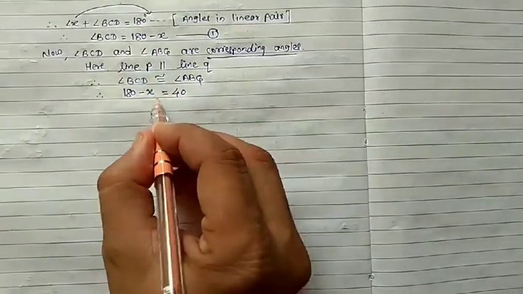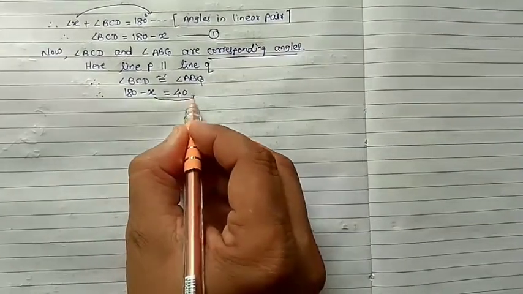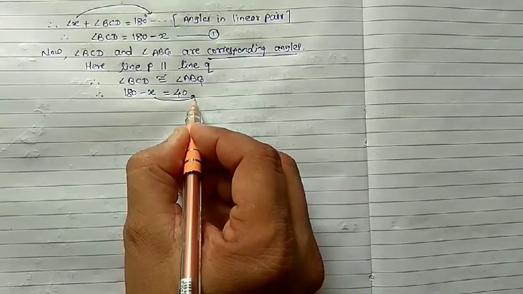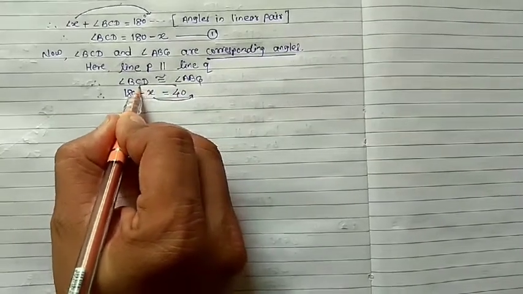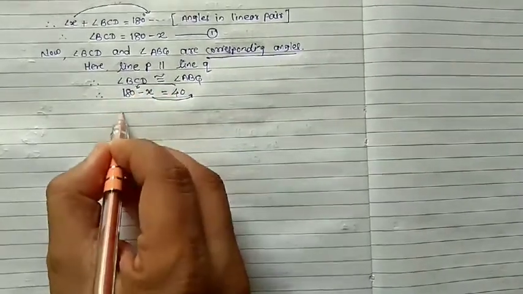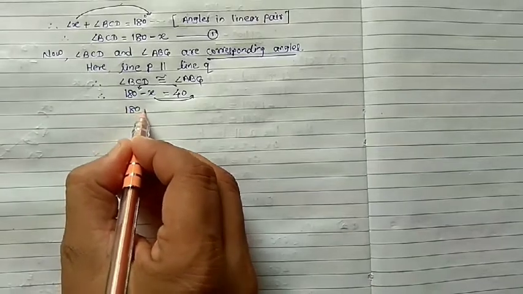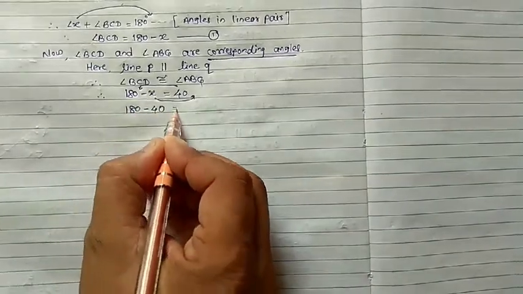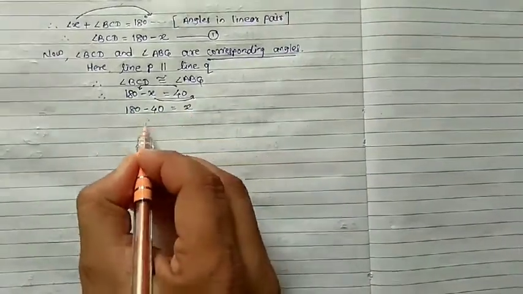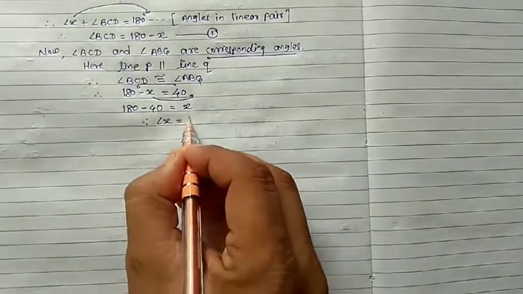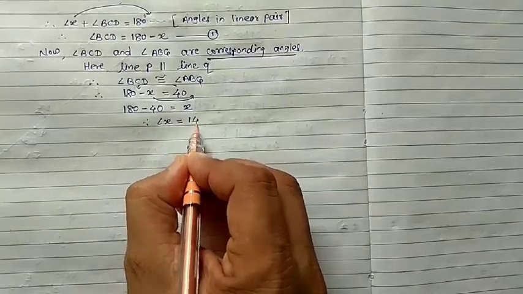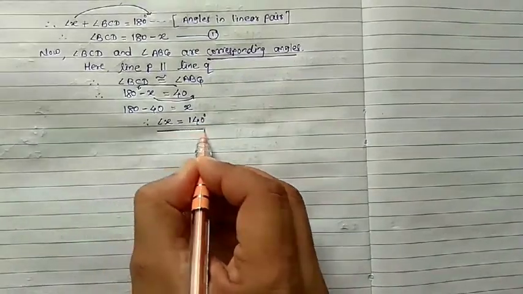So now take this minus x to the right hand side. It will becomes plus x. And right hand side 40 takes to the left hand side. It will becomes minus 40. So 180 minus 40 is equals to x. So therefore angle x equals to 180 minus 40 means what? 140. So this is the value of angle x.